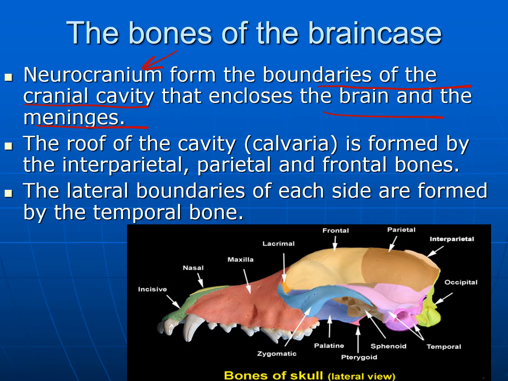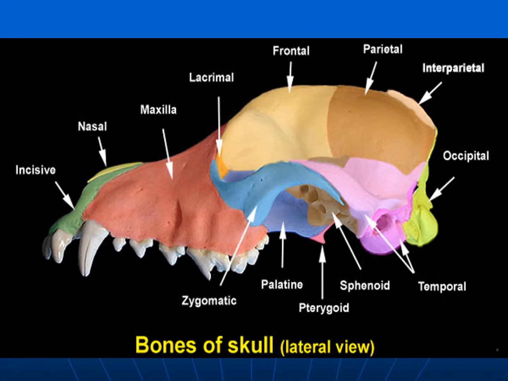Usually the roof of the cavity inside the brain case, this is the area where we have the roof. This area here is called the calvaria and usually is formed by the interparietal, parietal, and the frontal bone, whereas the lateral boundaries are formed by the temporal bone. This is the area of the roof and this is the area of the lateral side of the brain case bone. So this is the area again.